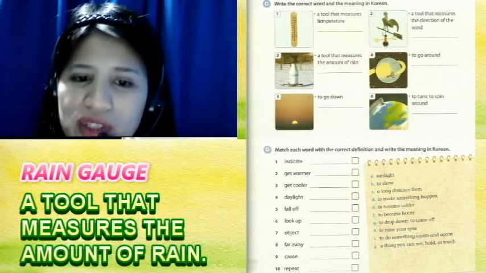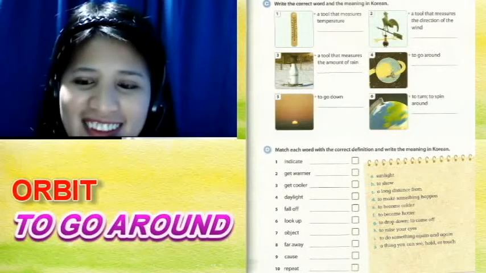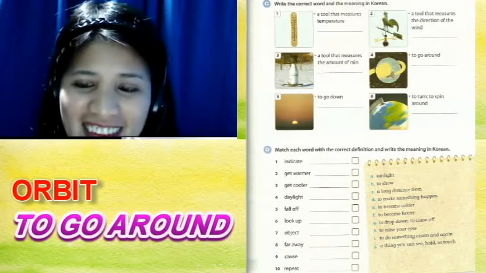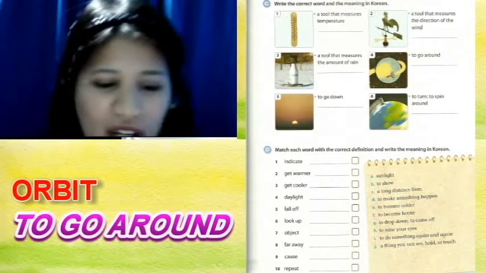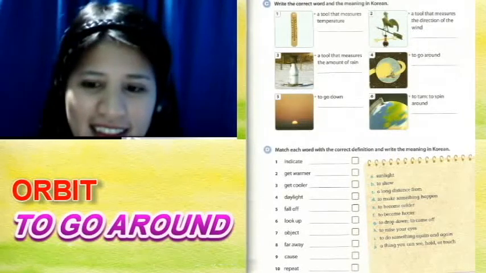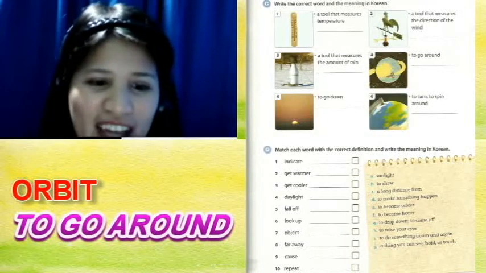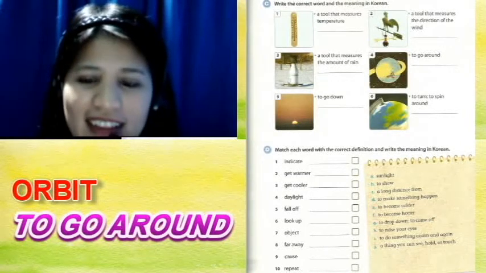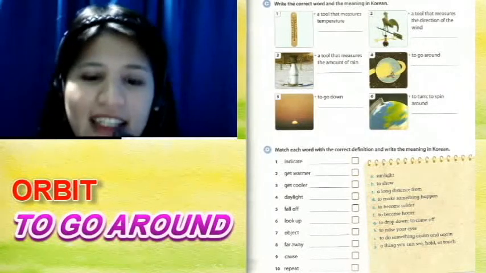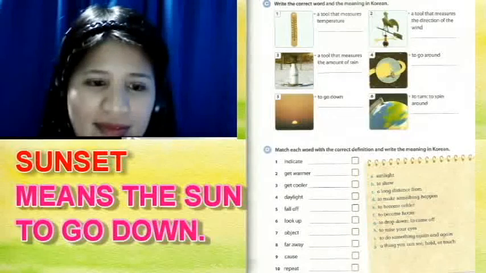How about this one? Do you know this one? To go around. Do you know, Ryan? That is what we call orbit. Orbit. Okay. Orbit means to go around. Just like the moon, it orbits around the earth. Okay? How about this one?